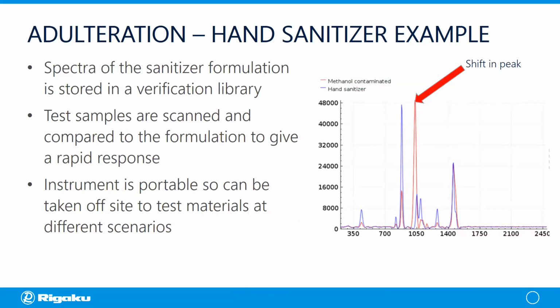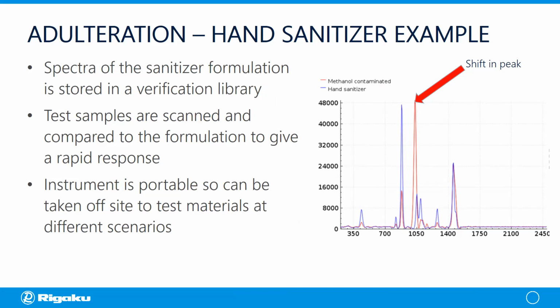And in order to do that, to develop the criteria for the pass-fail application, we first looked at the spectra of the correct formulation. And in this slide, you'll see it's in the blue. This is the formulation that we desired. But when methanol contamination is present, then the spectra is shown in red.